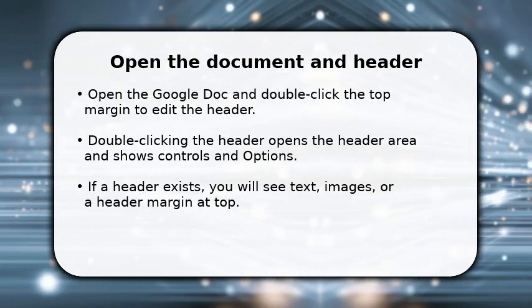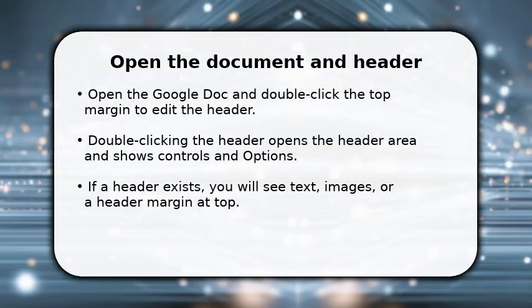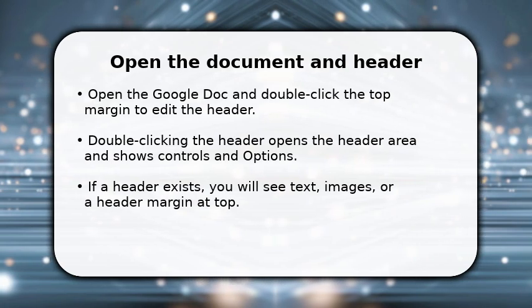Click inside the header box and use your mouse or keyboard to select all header content. Press Delete or Backspace to remove text, images, or page numbers from the header. If the document uses a different first page header, open Options and toggle Different First Page off or adjust it separately. Clearing the header removes visible items, but often leaves the header space intact.